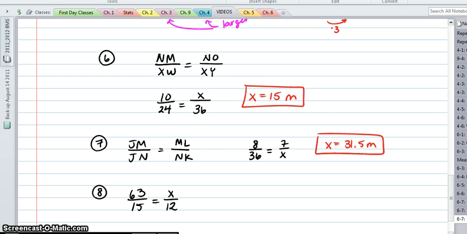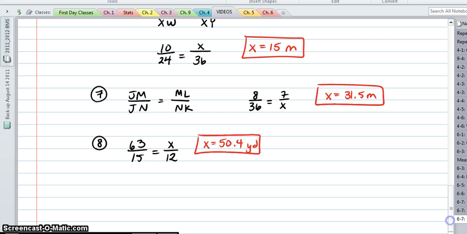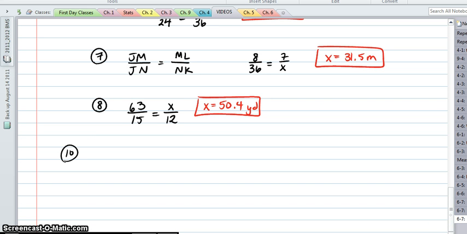Okay, so we should get 50.4 yards. Let's take a look at one example down at the bottom, number 10. Sometimes you will be asked to find a missing side, but you're not given a diagram. So you should just draw one yourself, even though, one, it will not be to scale, and two, it might not even be the shape that they're talking about. And I'll show you what I mean.